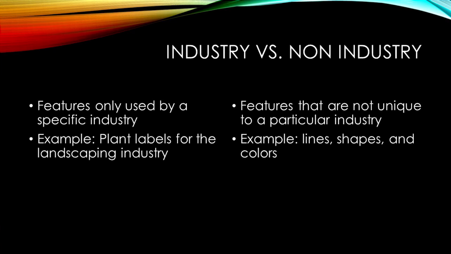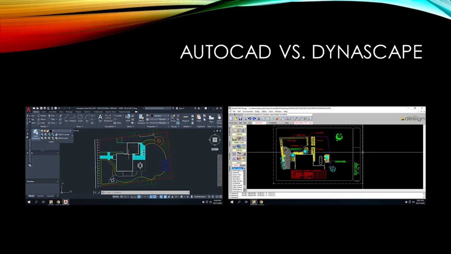Industry-specific software includes features that are only useful to a particular industry, whereas non-industry specific software has features that can be used in a wide range of industries. AutoCAD and Dynascape are similar in many ways. However, there are several key differences between the two. AutoCAD is not an industry-specific software, whereas Dynascape was created for use within the landscaping industry. This is the root of two key differences between the two softwares.